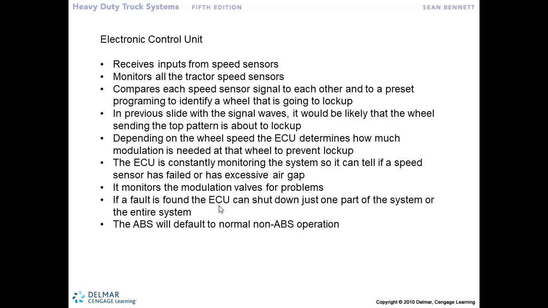And in that case, what it would do is send a fault code or fault signal to the driver, and the ABS light would come on, and then diagnostics can happen after that. If we have a shutdown of the entire system, the braking system would act just as it did before, but it just wouldn't have the ABS ability because it shut the entire system down.